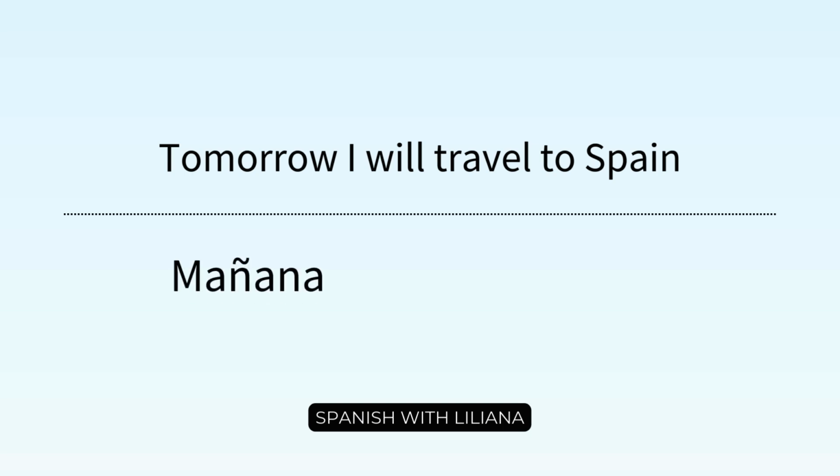Tomorrow is mañana. And in Spanish, we don't have the modal verbs like we do in English. We do have some verbs that act like the modal verbs, but the structure is not the same. In English, we need will to talk about the future, to create the future structure. In Spanish, the verb is conjugated to the future tense. So here, I will travel becomes viajaré.